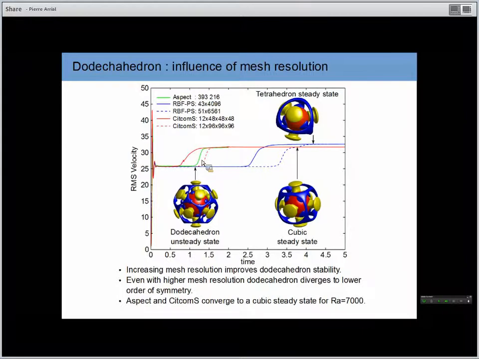Results with ASPECT show that we don't have any transitional pattern at this Rayleigh number. So we have only really sharp transitions. So now we have some questions about the importance of these patterns and whether they exist or not.